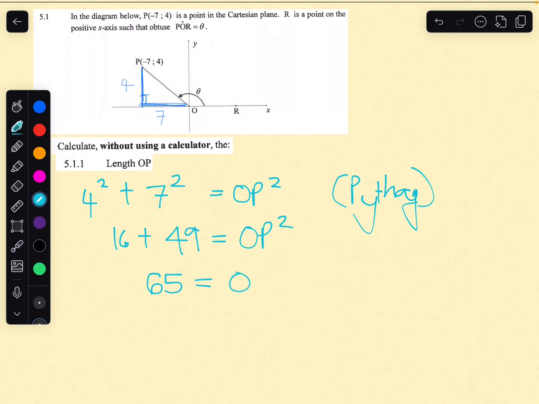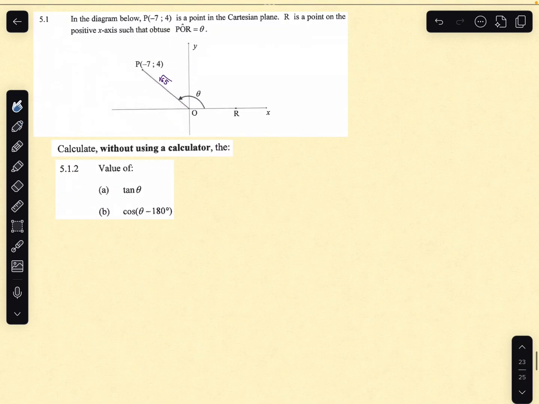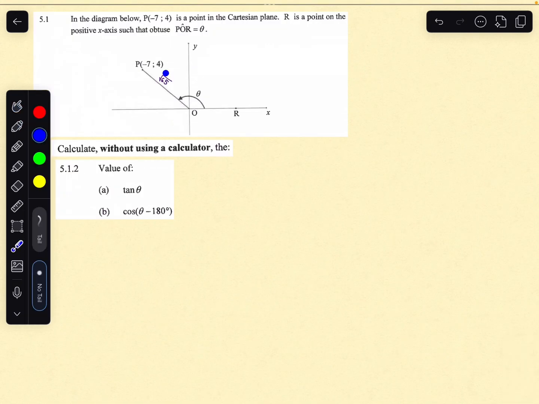Yes. Right. And so therefore OP will be the positive square root of 65 because we're talking about a distance. So there isn't a possibility that it could be negative square root of 65. Okay, so the length of OP is square root 65 units. So far, so good. And yay, I already filled it in for myself over here. Evidence that I've been here before.